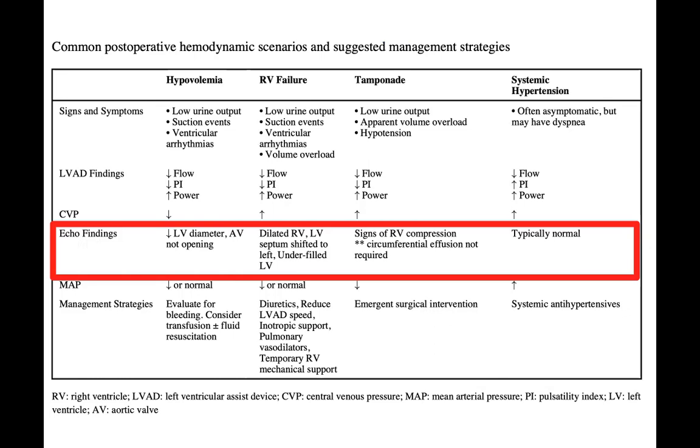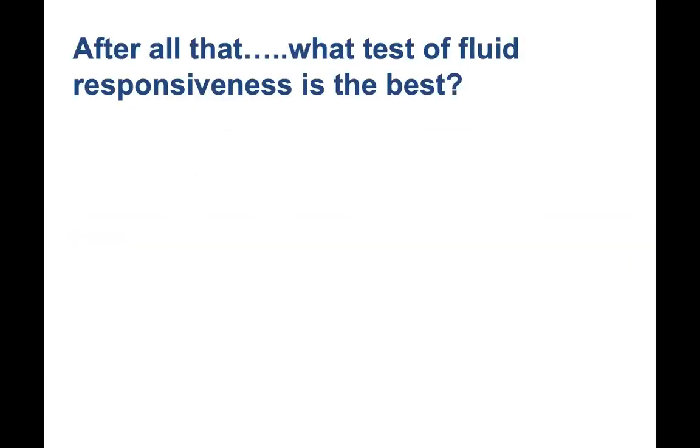Tamponade, I always think it's important to note that a circumferential effusion is not required in post-cardiac surgery patients. So if you're training your eye to look just at the anterior wall, you may not see significant tamponade, but there could still be a posterior effusion. So be careful not to prematurely rule it out when you're looking for tamponade. And then systemic hypertension, of course, your echo findings are going to be typically normal.